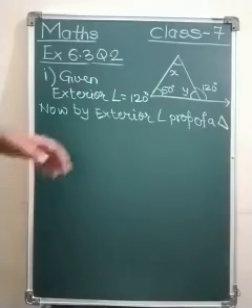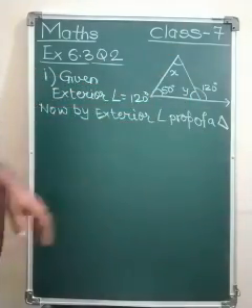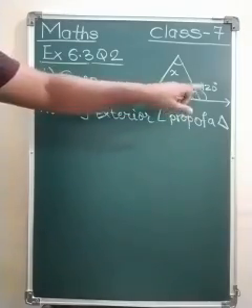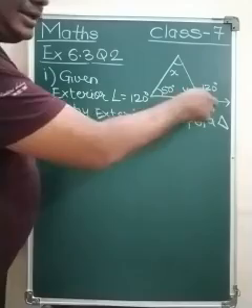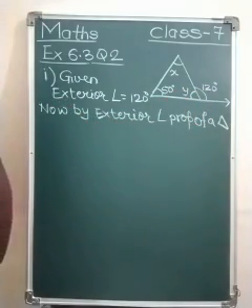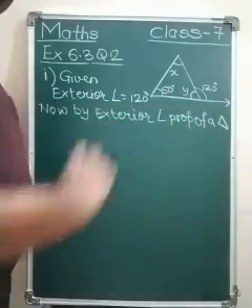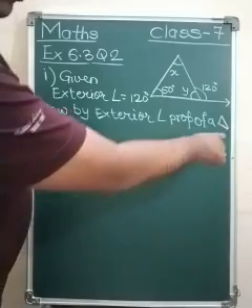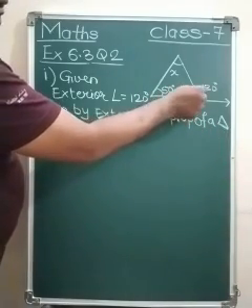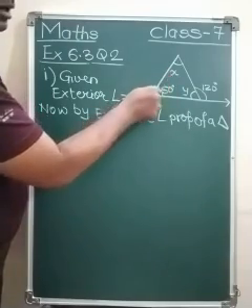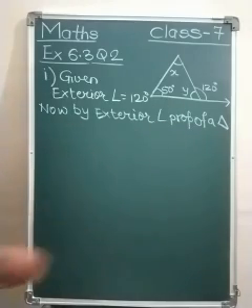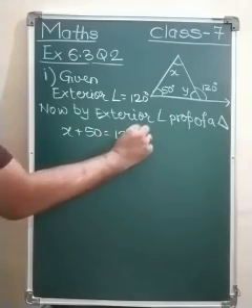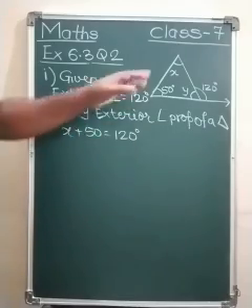So what we will do, now here we can find out y also by another method. Since y and 120 degrees are forming a linear pair, hence y plus 120 degrees equals 180 degrees. This is one of the things we can find. Or by the exterior angle property of a triangle, the exterior angle equals the sum of the interior opposite angles. So we will write x plus 50 equals 120 degrees.